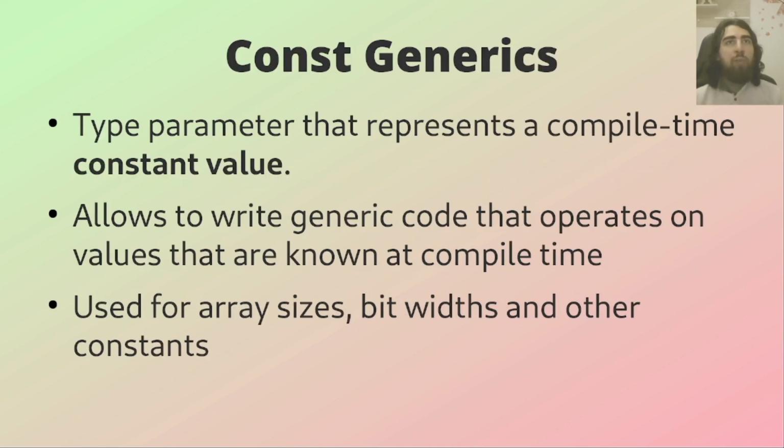And there is also a concept called const generics. I will just briefly touch upon it because this is more of an advanced topic, but I will show you one exercise just so you get the idea from it. So a const generic is a type parameter that represents a compile time constant value. It allows to write generic code that operates on values that are known at compile time, and it's mainly used for array sizes, bit widths, and other constants. And you will see what I mean when you see the exercise.